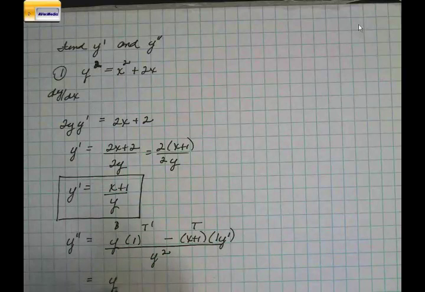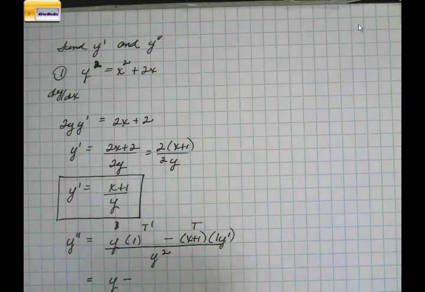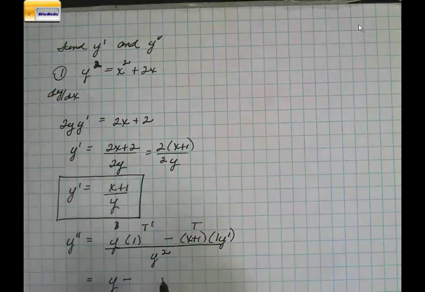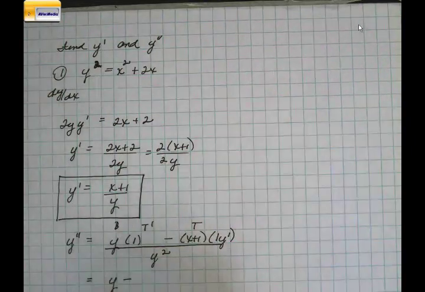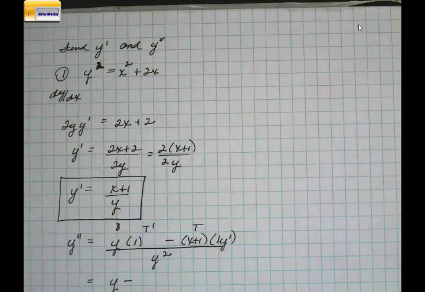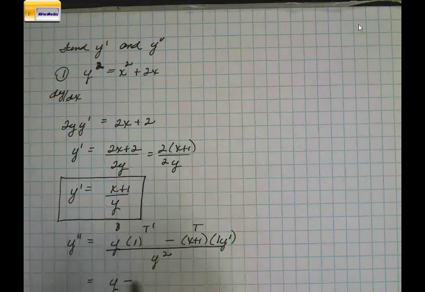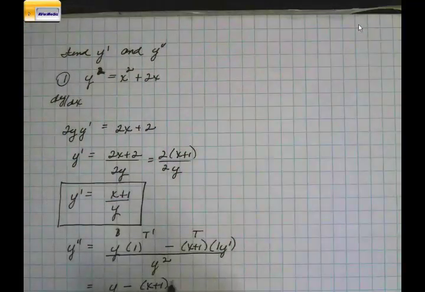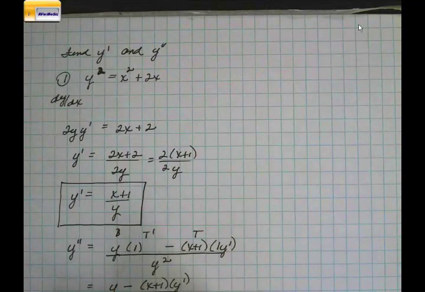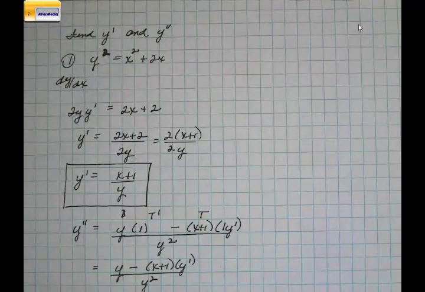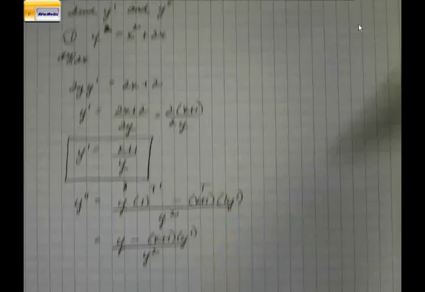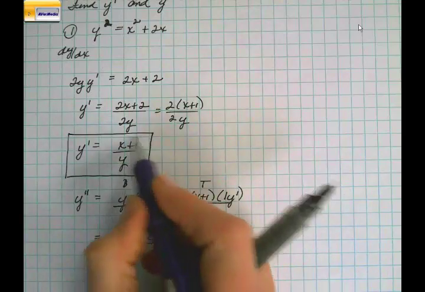Okay, so this equals what? Y minus... let me think about this a second. How do I want to do this? Do I want to distribute that in there or not? I don't think I want to distribute. So I'm going to leave it as x plus 1 times y prime over y squared. But we're not done, because y prime equals, up here, this x plus 1 over y.